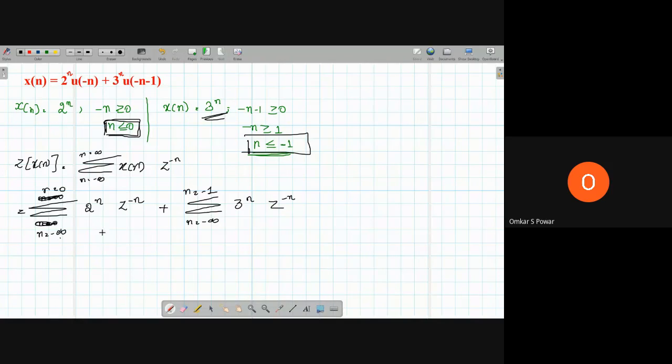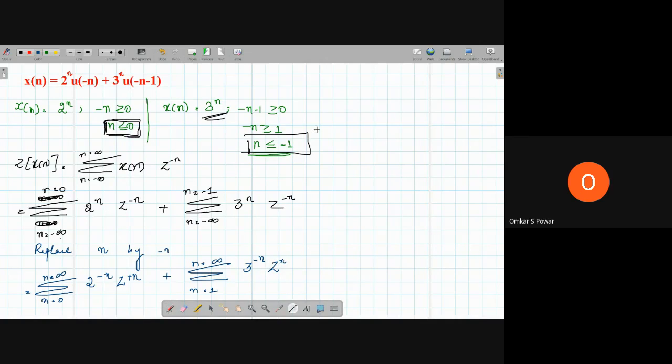So now if you get a minus term, what we have to do? Replace n by minus n. So if you replace n by minus n, what happens? Your limit changes. So summation n varies from 0 to infinity, so it will be 2 to the power of minus n into z to the power of plus n plus summation. Here n is equal to 1 to infinity because you're replacing n by minus n. So it will be plus infinity and plus 1, and your limit changes. So this will be 3 power minus n and z to the power of n. Okay.